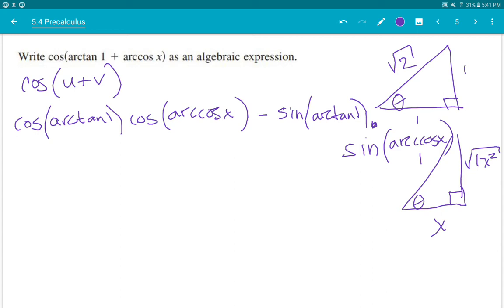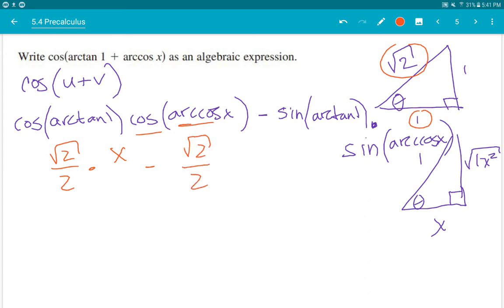Okay, so what is the cosine of arctangent of 1? So what's the cosine for this triangle here? The cosine is going to be 1 over radical 2, which is just radical 2 over 2, times the cosine of arc cosine x. So the cosine of arc cosine x is just going to be x, right? Because cosine and arc cosine cancel. Minus, here we have a sine of arctangent of 1. So what's the sine here? The sine is radical 2 over 2.